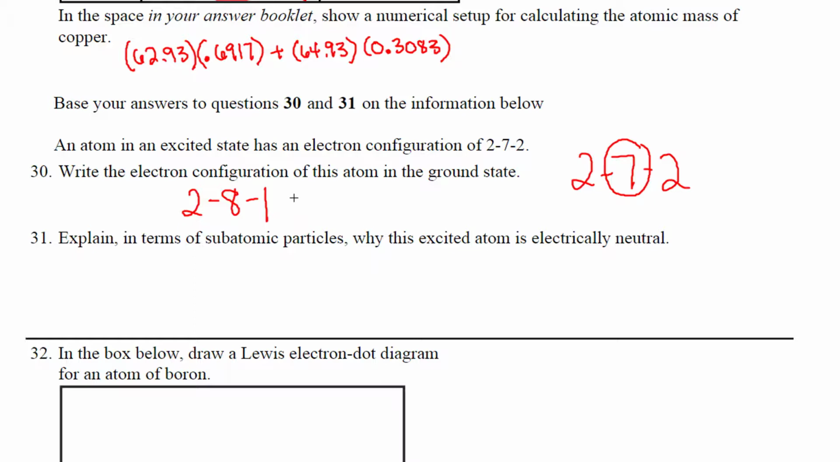Question 31. Explain in terms of subatomic particles why this excited atom is electrically neutral. Notice again, this is an explain question in terms of subatomic particles. Okay, guys, I'm going to give you a little clue here. This is asking you to talk about subatomic particles. Really, there are 3 subatomic particles you can talk about in this answer, but not all of them may be appropriate to include. So your subatomic particles, I would say you should be thinking about should be what?